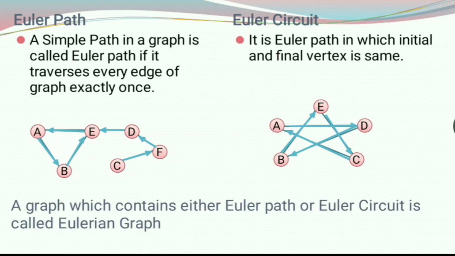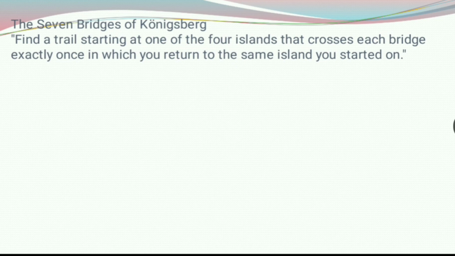A graph in which either there is Euler path or there is an Euler circuit, that kind of graph is called an Eulerian graph.